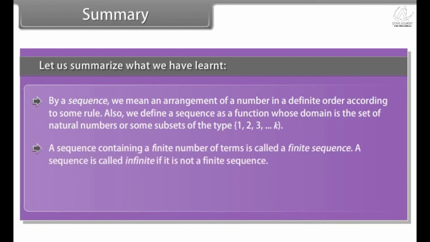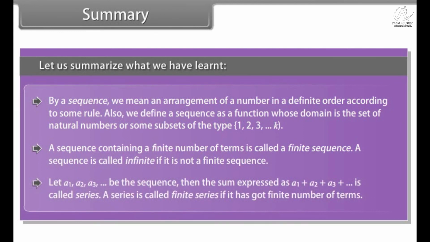A sequence containing a finite number of terms is called a finite sequence. A sequence is called infinite if it is not a finite sequence. Let a1, a2, a3 and so on be a sequence, then the sum expressed as a1 plus a2 plus a3 and so on is called a series. A series is called a finite series if it has a finite number of terms.